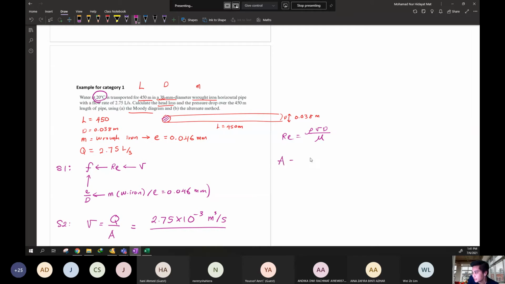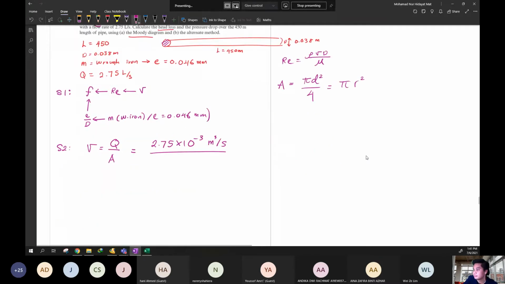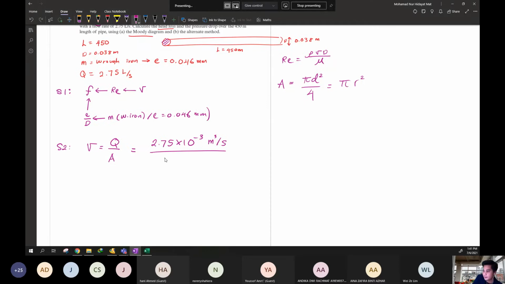The area of the cross-section is pi d squared over 4, or you can use pi r squared for simplicity. So pi times the radius squared. What's the radius? The radius is the diameter divided by 2, so 0.019 squared. You calculate using the calculator, and you will find the answer is 2.43 meter per second.